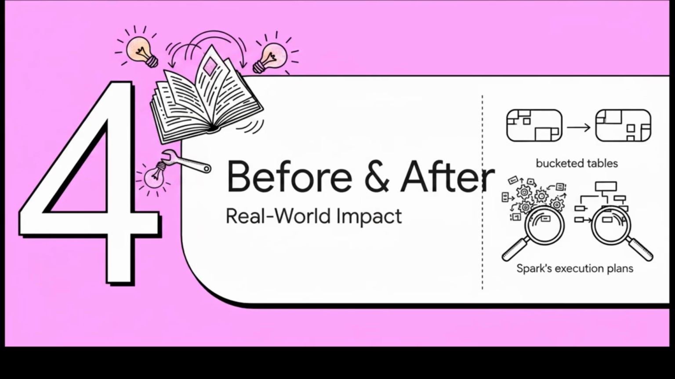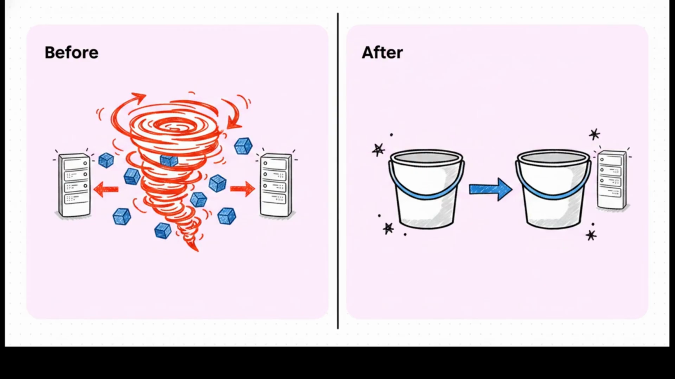Section 4. Before and after bucketing. Witnessing the real-world impact on joins. The source material highlights a really stark contrast here. Think of the before, the expensive way. Joining raw tables forces an exchange hashing partitioning step, which is really just a fancy way of saying your cluster is crying as it literally shoves millions of rows across the network just to get matching keys onto the same node. It's a huge bottleneck.